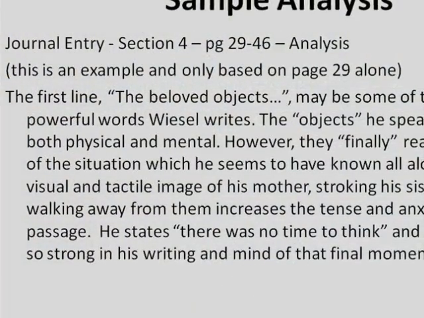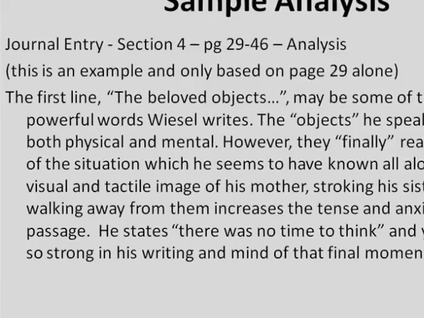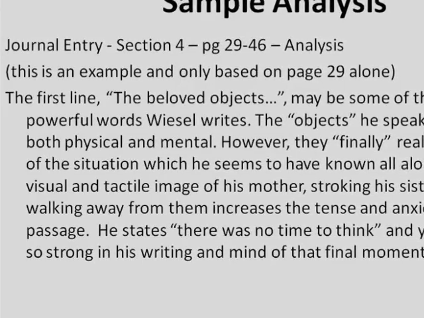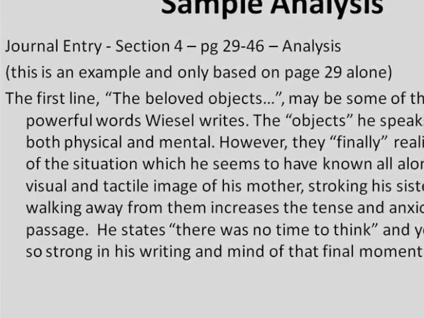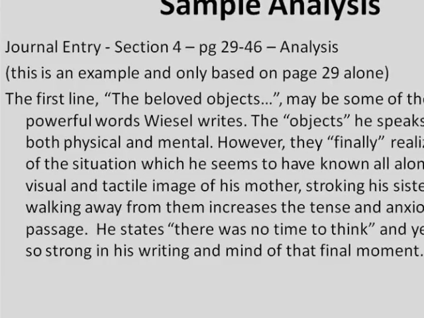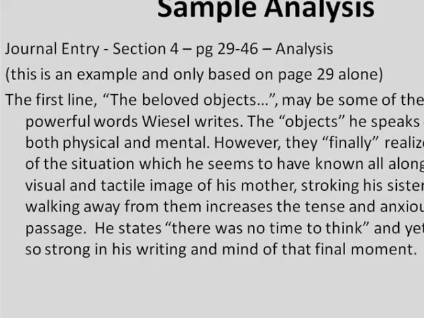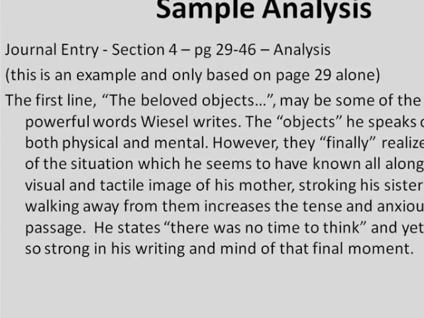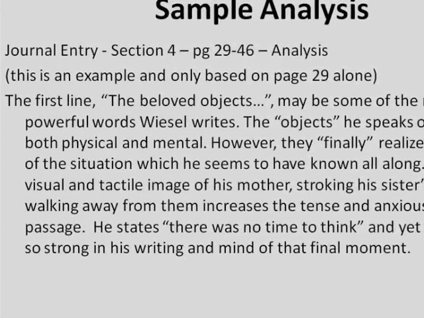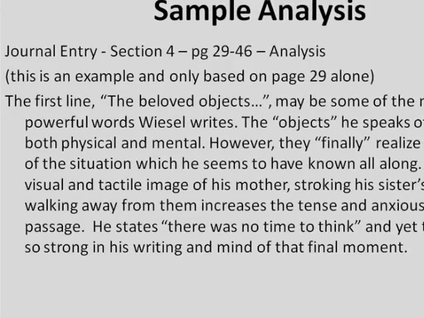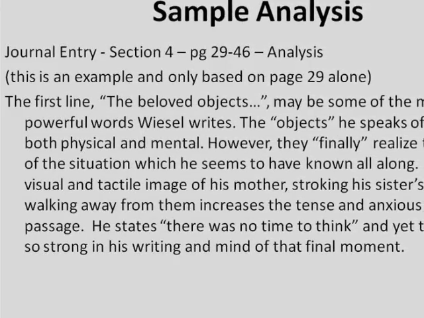Alright, here's my big risk. This might be a journal entry I could use. Again, keep in mind I'm basing this strictly on one page out of the book, but this could be a sample of your analysis. So I write, the first line, the beloved objects, may be some of the most powerful words Wiesel writes. The objects he speaks of include both physical and mental, however they finally realize the reality of the situation which he seems to have known all along.